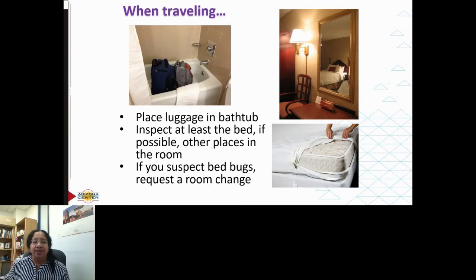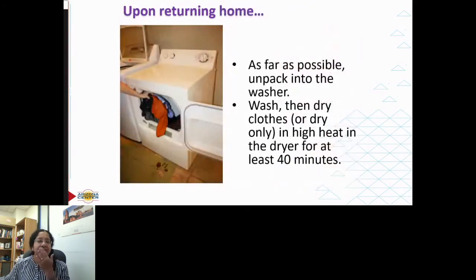And if you suspect bed bugs, or there are signs, if it's a hotel or some other place like that, try to sleep in a different place. Try to move to a different place. And upon returning home, as far as possible, unpack into the washer and wash and then dry clothes. The drying is critical. Washing, not so much.